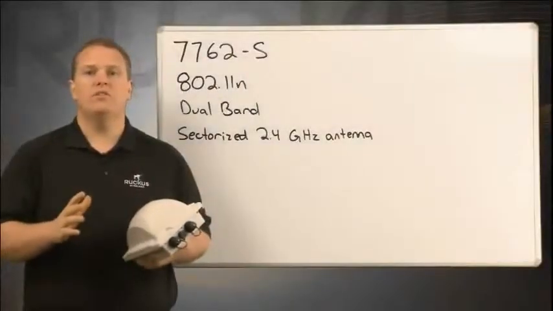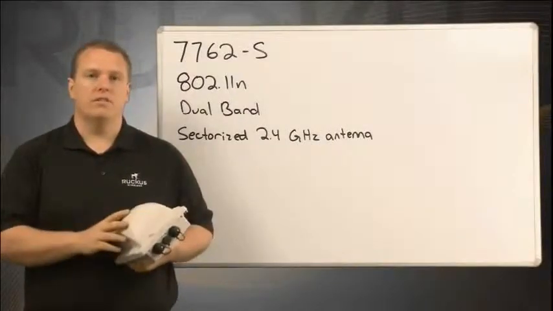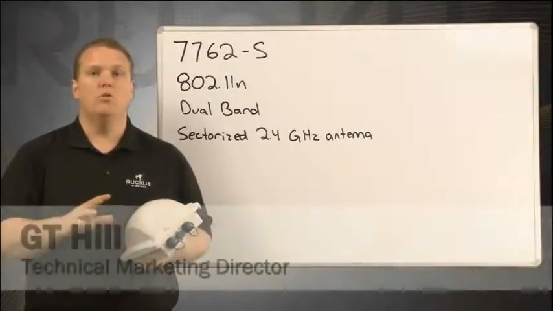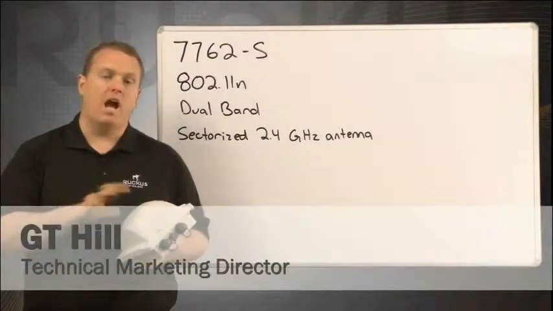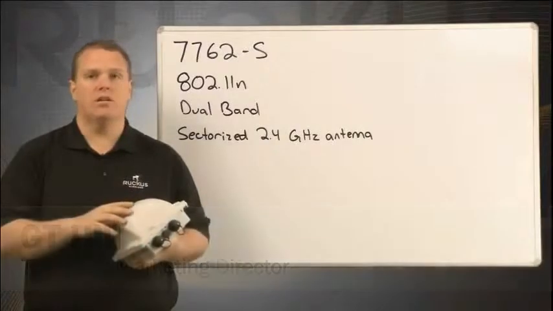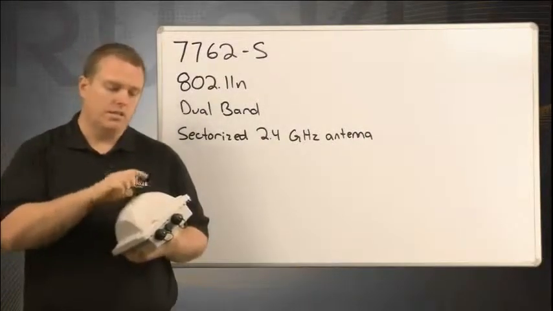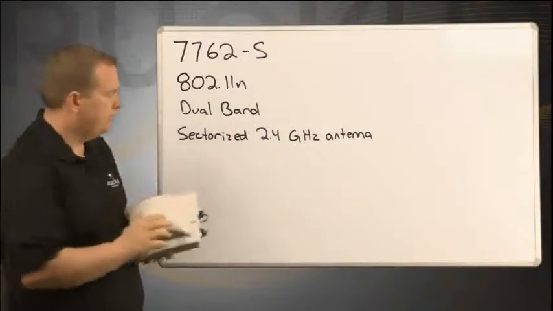The 7762-S is a specialized version of the 7762. It's still a dual band 802.11n outdoor access point, but it has a special antenna inside, and we're going to take a look at that. So let's look at some of the details of the Dash S, plus take a look at that special antenna.